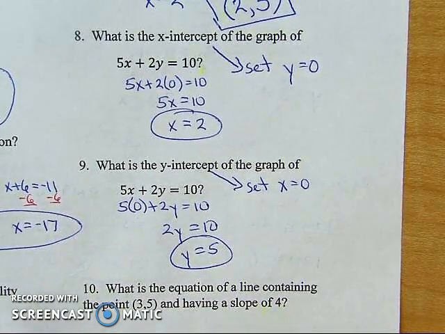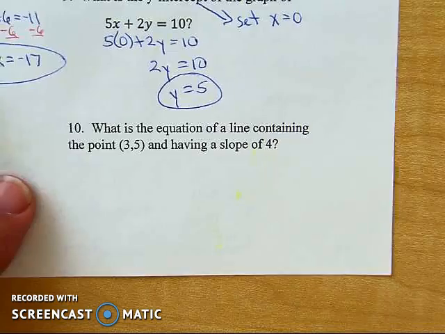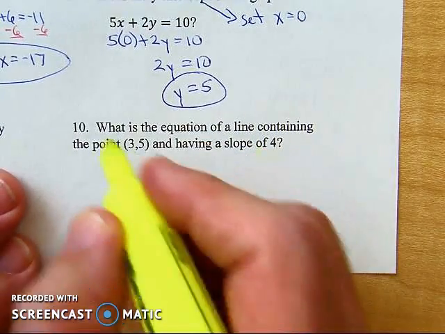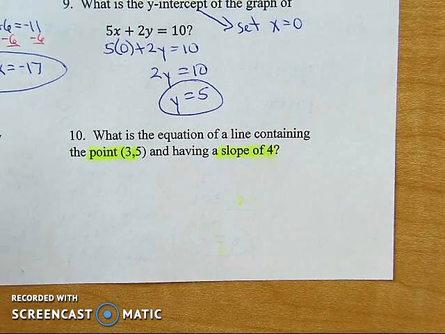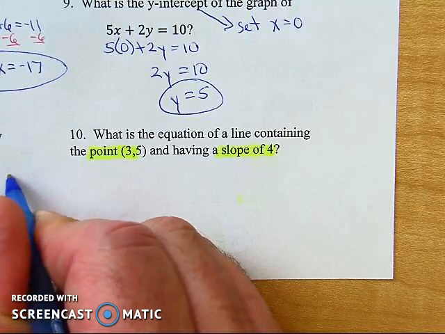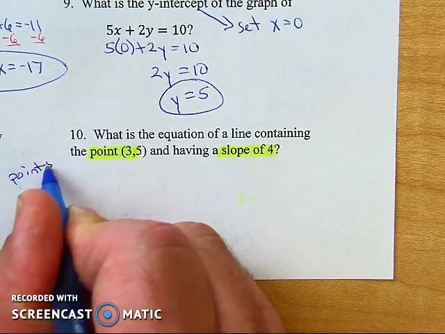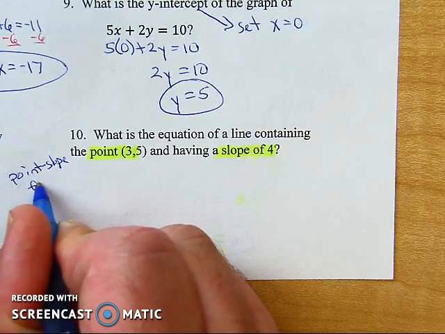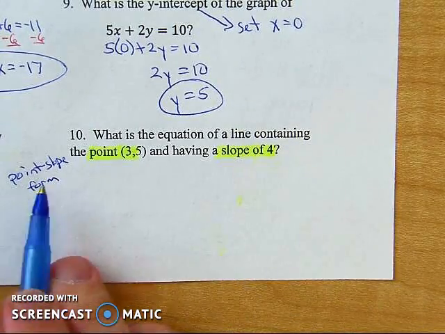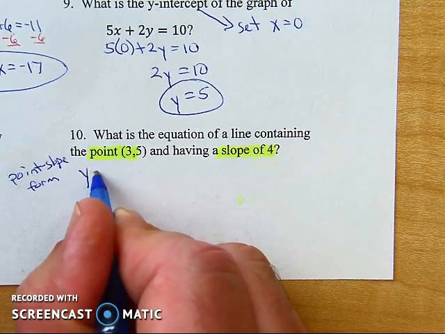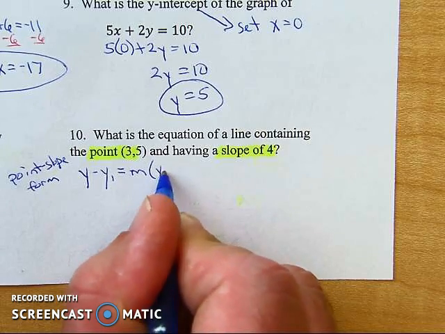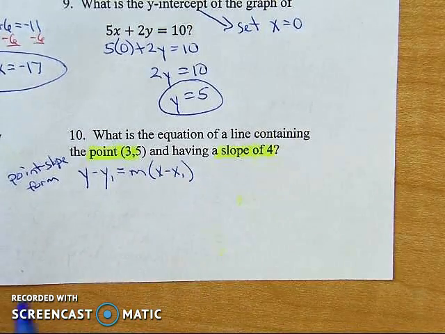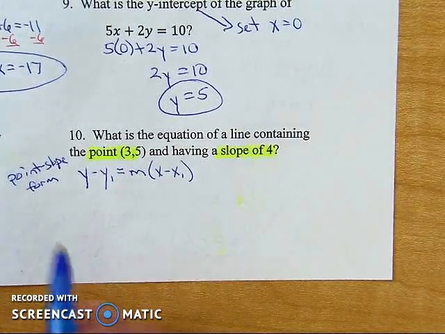I have one more, and that's number 10, and let me move it up so you can see this. Now, it says they're giving us a point, and they're also giving us slope. So it makes sense that we would use something called point-slope form. So I'll write that right here. Point-slope form. Okay? Whenever they give you those two things, it makes perfect sense to go ahead and use this. I like to write down formulas if I'm going to use them. That way, there's much less chance that I'll forget putting something in.